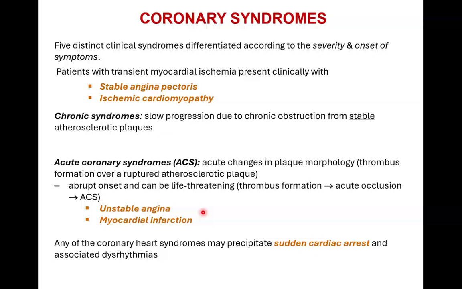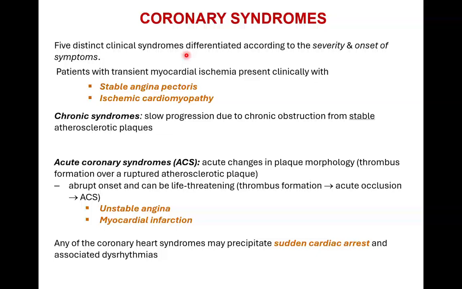Sometimes they affect more than one organ, but they're classified as a syndrome because they usually occur together in response to a certain condition. Where would I have mentioned syndromes before? I would have talked about metabolic syndrome when we were discussing diabetes. So we've got 5 clinical syndromes that can result from coronary artery disease, and the way they're categorized is based on the severity and the onset of symptoms.